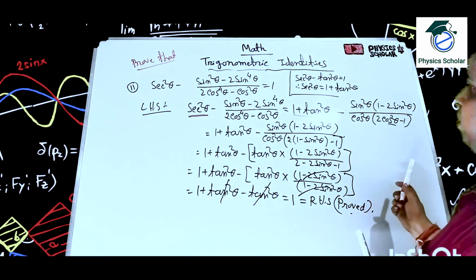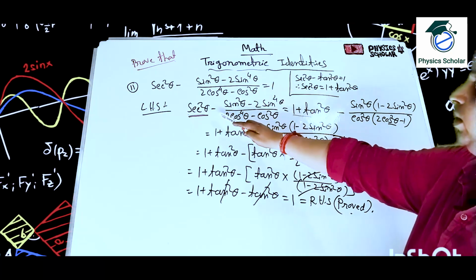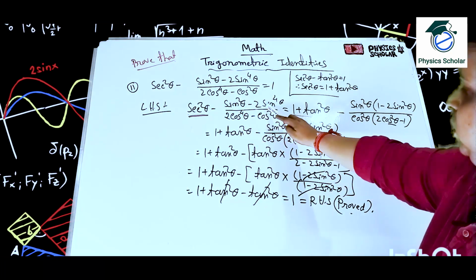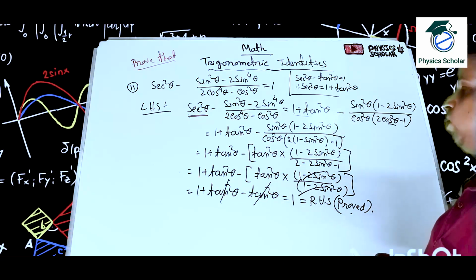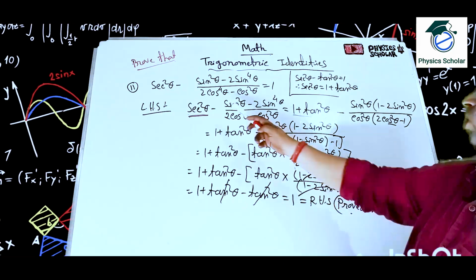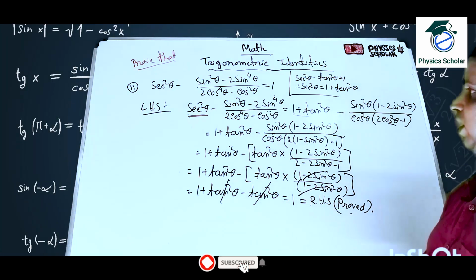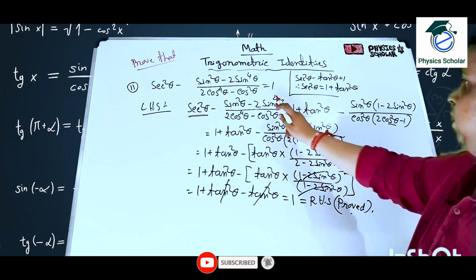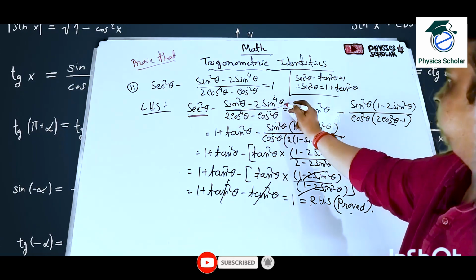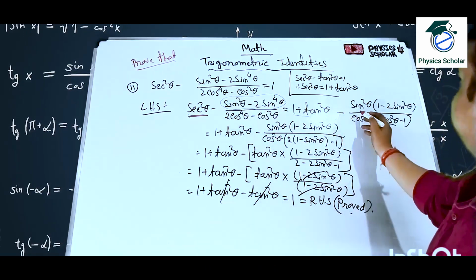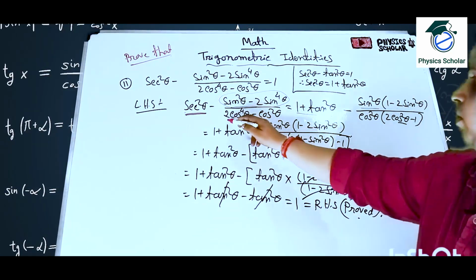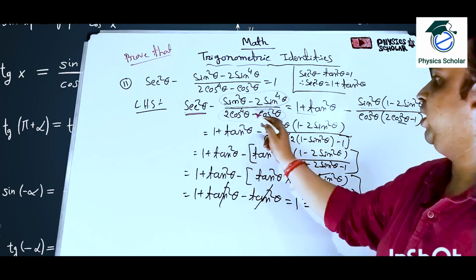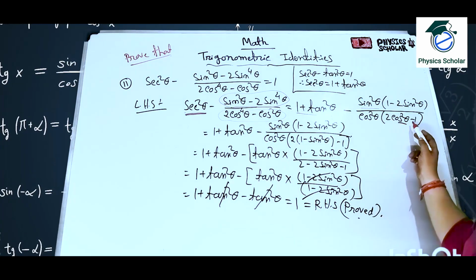I am explaining it once again. So left hand side, what is given? Sec squared theta minus sin squared theta minus 2 sin to the 4 theta, whole divided by 2 cos to the 4 theta minus cos squared theta. So sec squared theta, what we can write? 1 plus tan squared theta, and from this we are taking sin squared theta common. That means 1 minus 2 sin squared theta, and from this what we are taking? Cos squared theta common. Then 2 cos squared theta minus 1.